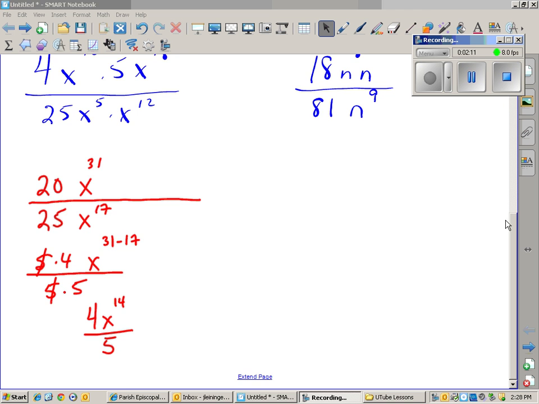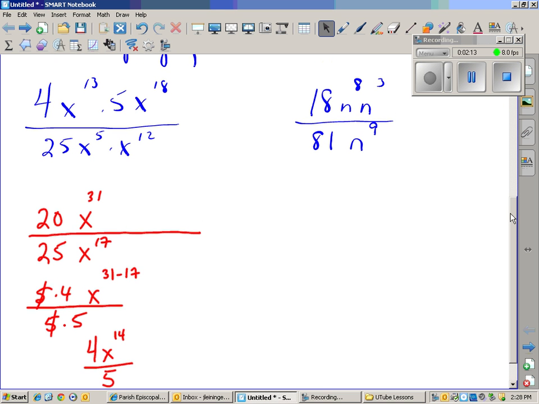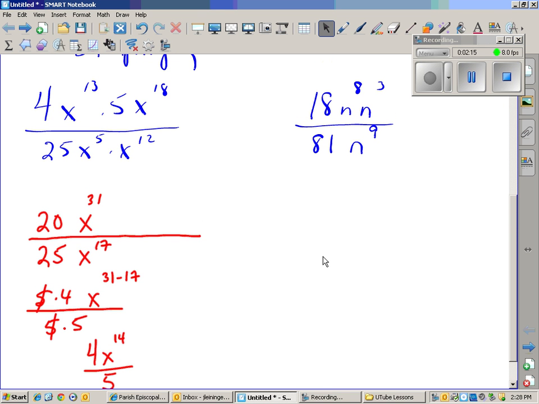Okay, let's start the second example. And we're going to do the same thing. We're going to look at n to the 8th and n to the 3rd. And we're going to add the exponents. That becomes n to the 11th over 81, n to the 9th.